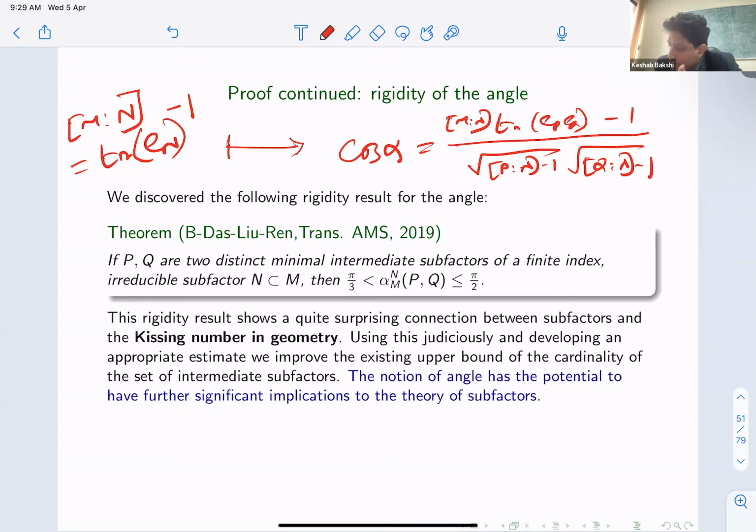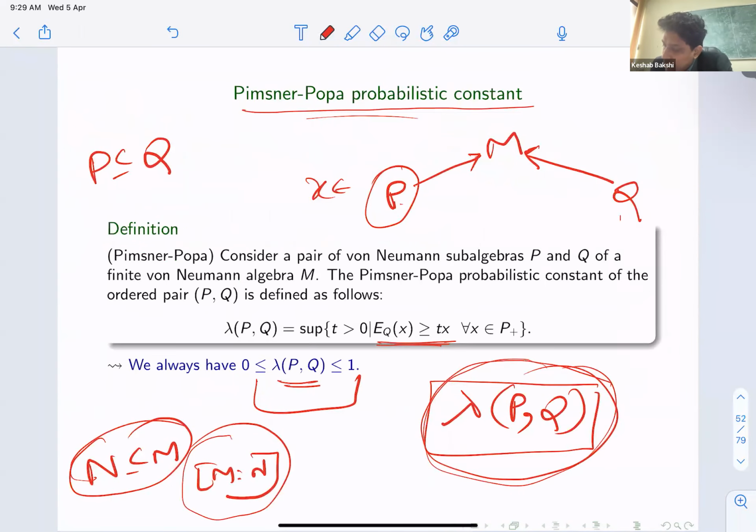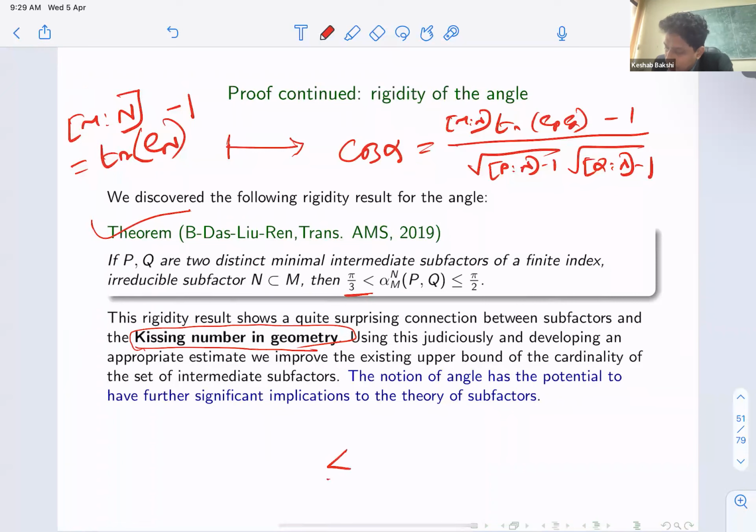And one nice thing, quite surprisingly, this is actually connected with the kissing number in geometry. Because we proved, in our approach with Longo, that the angle between P and Q, the minimal angle between minimal intermediate subfactors, is always greater than 60 degrees. And that is why this kissing number came into the picture. And this is very nice, I found. And using this, we can estimate and find the bound that it is less than 9 to the power index.